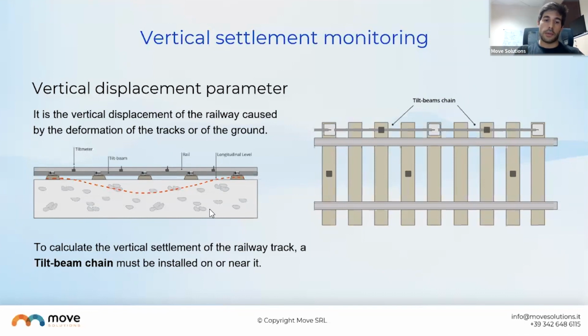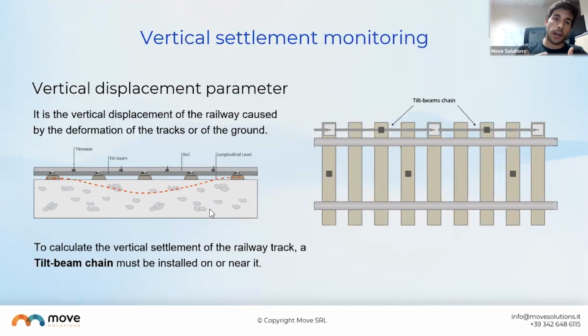So basically, a tilt beam is a metal beam with a tilt meter mounted on top of it. The tilt beam can have different lengths, 1 meter, 2 meters, 3 meters, customizable. And the idea is just to connect many tilt beams together in a chain. You can connect the chain directly to the railway tie or on the ground next to it. And basically every single tilt beam provides the angle of rotation of that beam that the tilt meter is connected to.